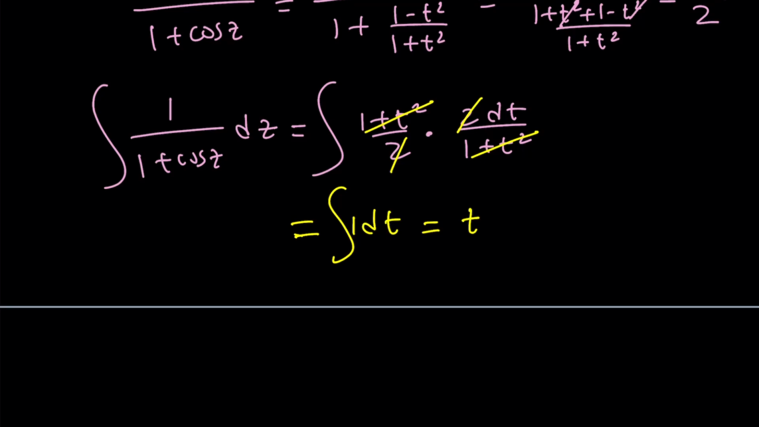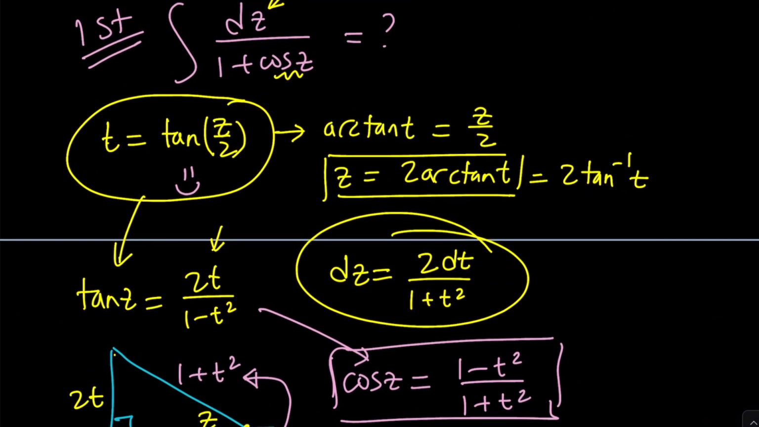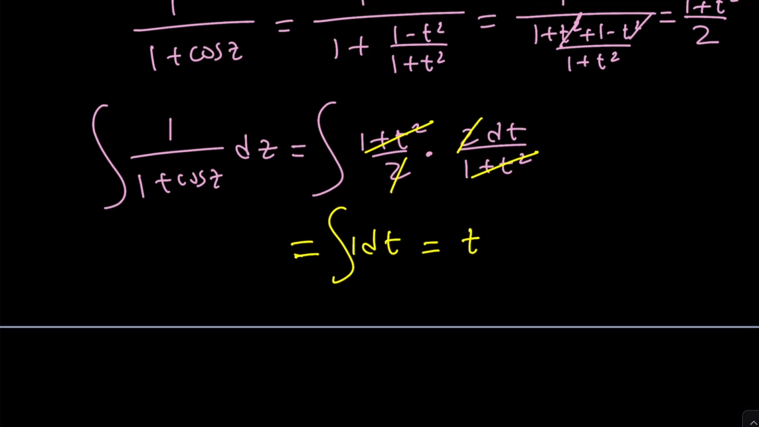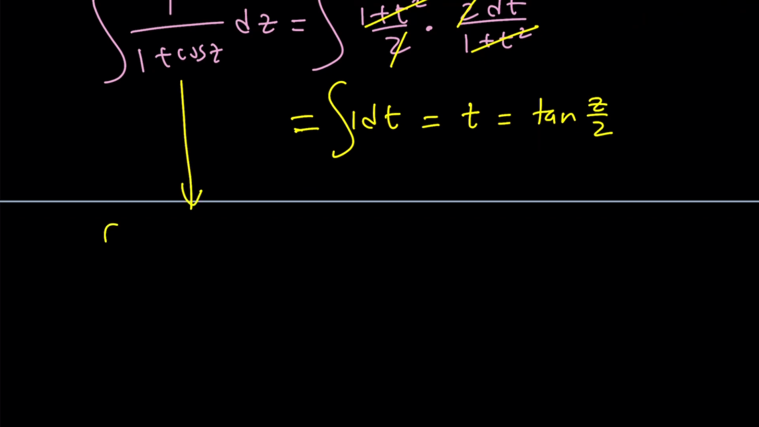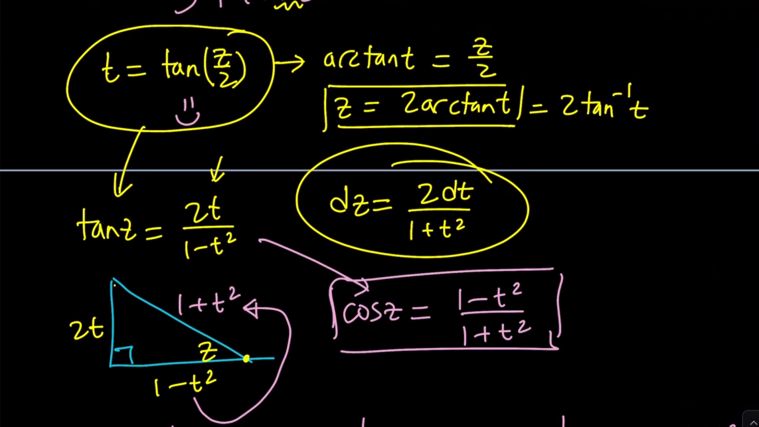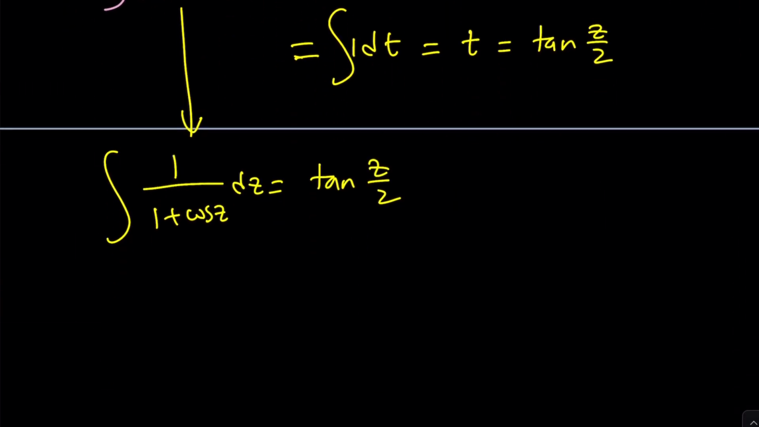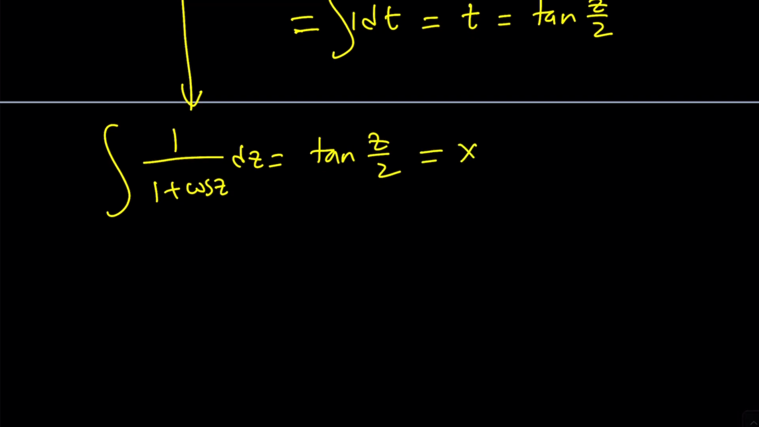But guess what? T is tangent z over 2. So this integral is tangent z over 2. Again, I'm not using the constant because I'll use it later. So this integral is just tangent z over 2. And on the right-hand side, if you remember, we had x plus c, right? So we're going to set this equal to x plus c.